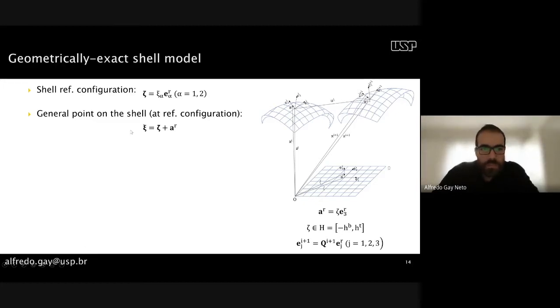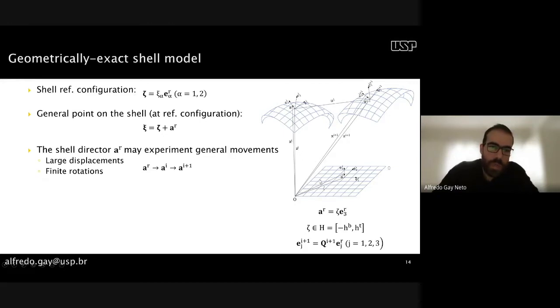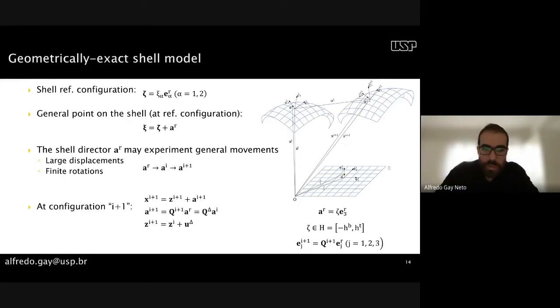So we define some kinematics here as well. We can define some vectors at the reference configuration. This guy here is a theta vector, plus this guy, called this value here, and so on. As I said, the shell director may experience general movements. Then in order to describe such general movements, we also use the rotation tensor, as we did previously in the beam formulation. At that time, our rotation was to rotate a given vector associated with a cross section in order to describe the rotation of a given cross section of the beam. This time it is not the case. Here we are interested in describing the rotation of this shell director.